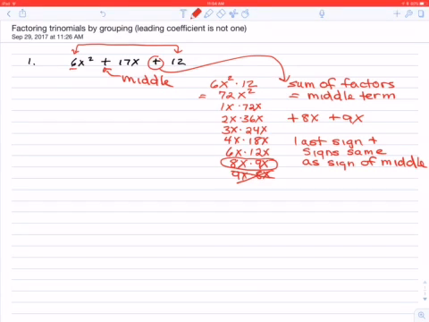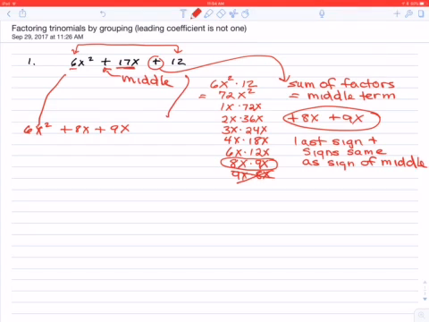So now I'll bring down the first term. But instead of that middle term, I'm going to replace it with that sum. Plus 8x plus 9x. And then I'll bring down the last term, plus 12. So I've taken these 3 terms of the trinomial and created 4 terms, 4 equivalent terms. Now I'm going to break these 4 terms into 2 and 2.